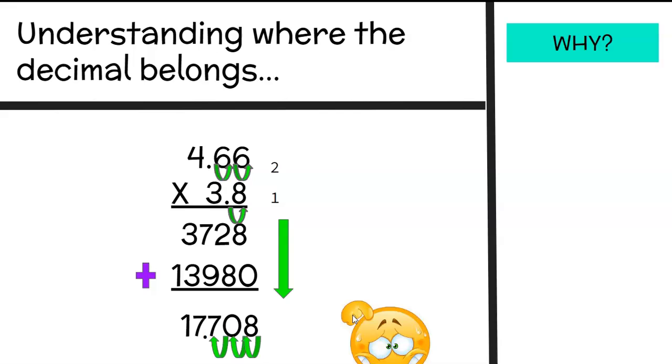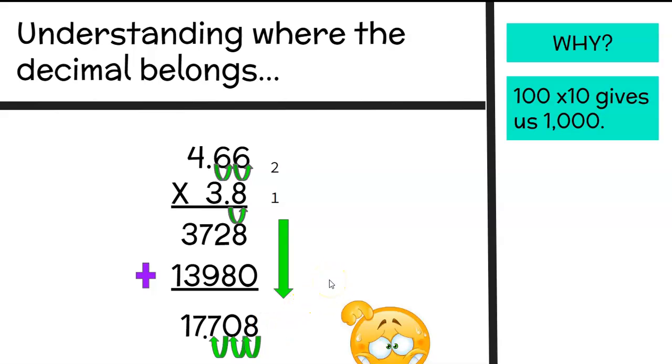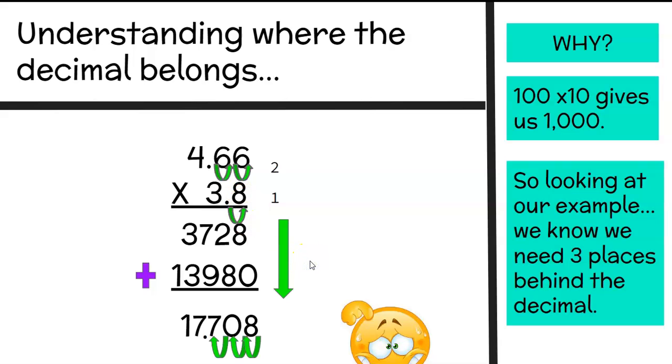Now, why does this work? How do I know if I don't want to use this trick? How can I know? So we can rely on our whole number sense. When we multiply 100 times 10, it gives us 1,000. Well, same thing with decimals. When we multiply a hundredths place decimal by a tenths place decimal, then we get a thousandths place decimal.